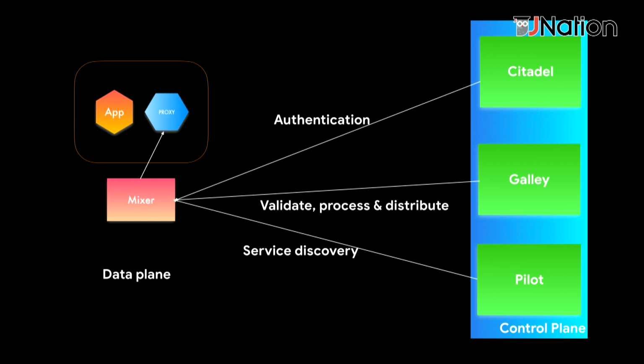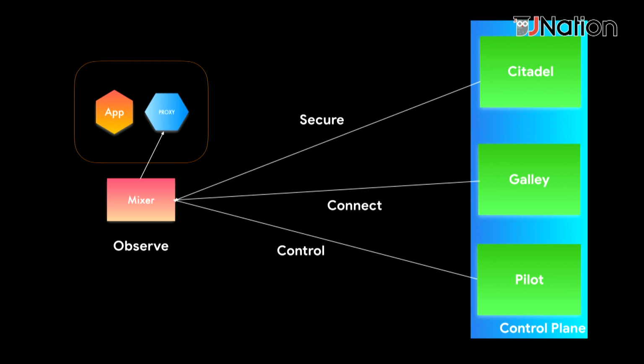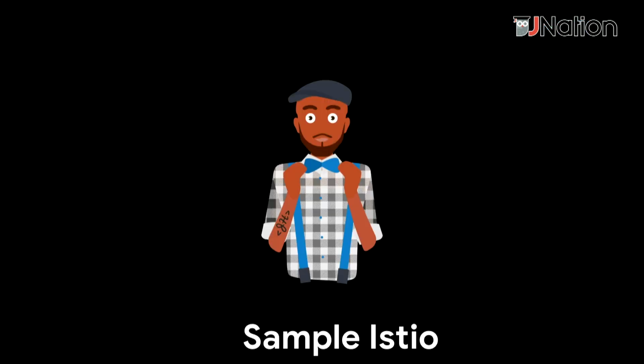And this side, the mixer and the proxy and everything, is called the data plane. And basically, this is what Istio does. The website says they do four things: secure, connect, control, and observe. So Citadel is used for securing, pilot to control or navigate, galley to connect, and mixer obviously has telemetry collection, which helps you to observe things.